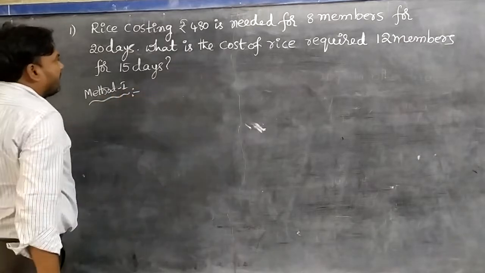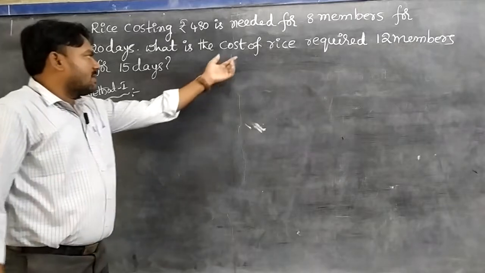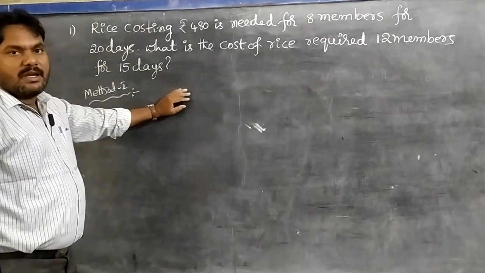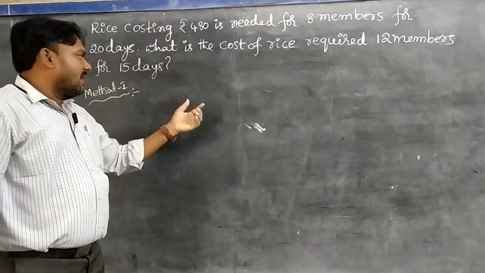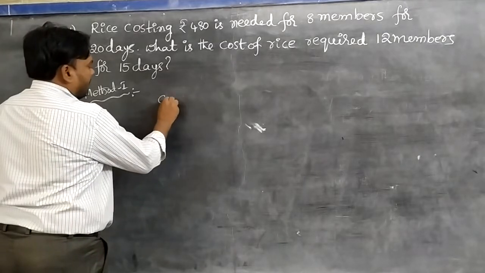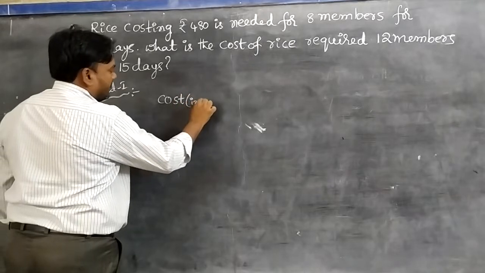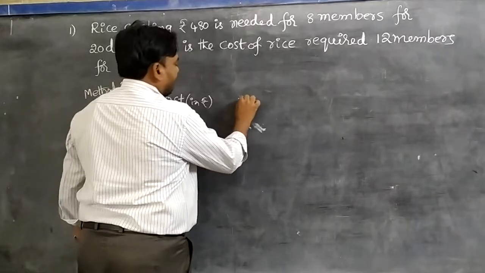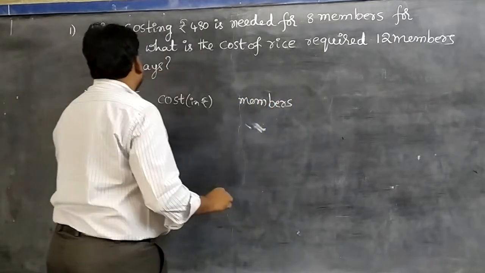First of all, identify the three quantities, and what we find here: the cost of rice. So cost of rice is taken at first position. You can take it in the middle also, no problem, but it is confusing, so better take it at first position. Cost in rupees, second one members, and third one days.